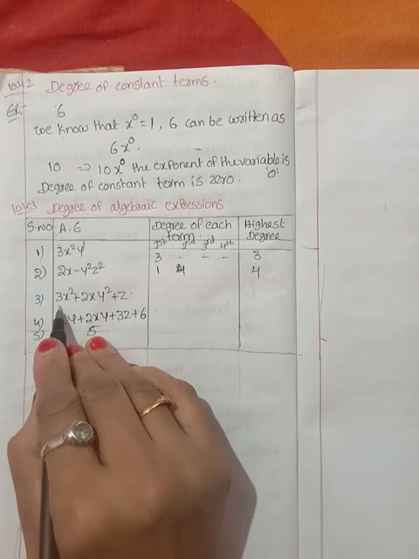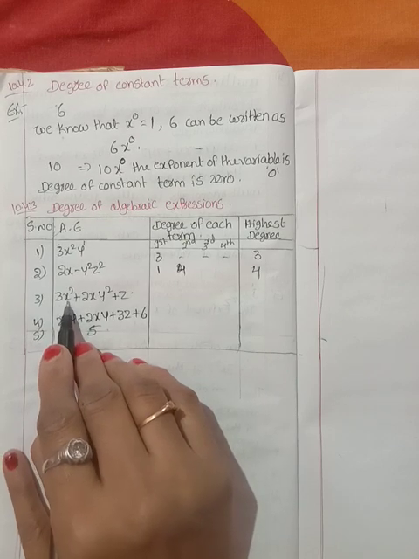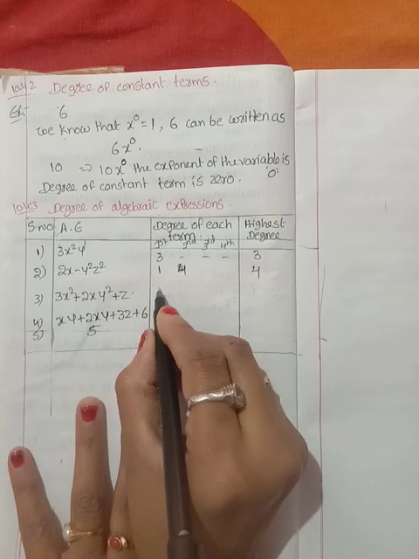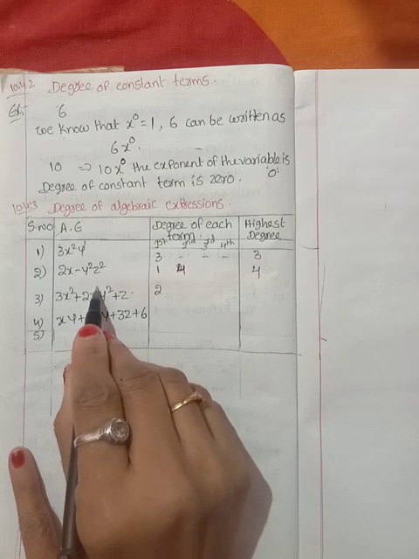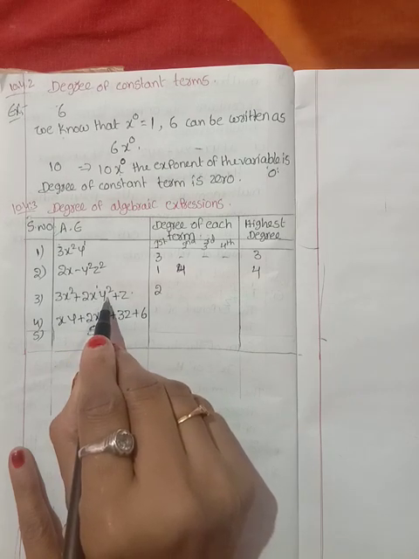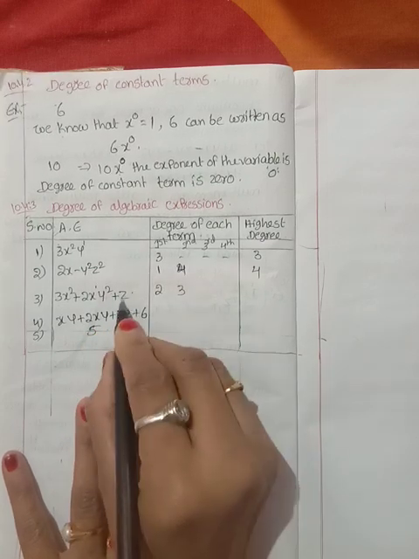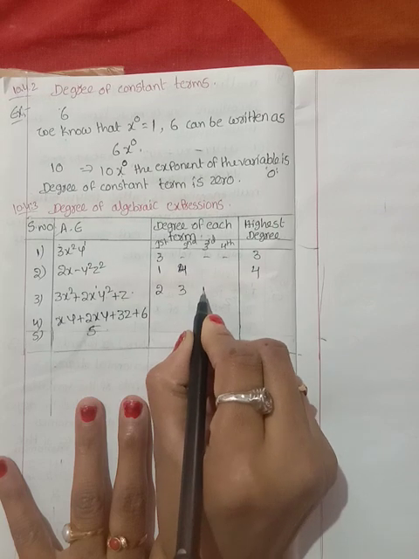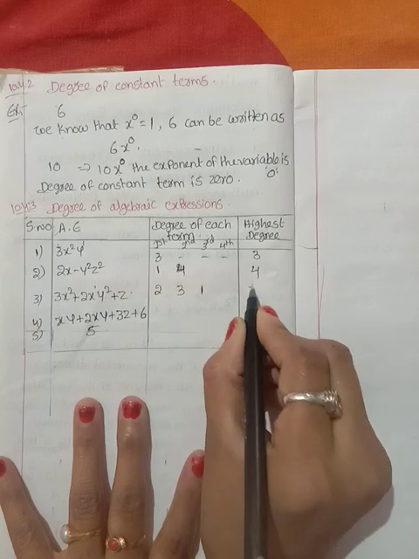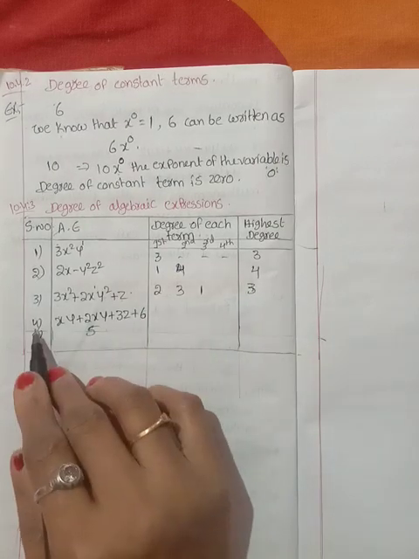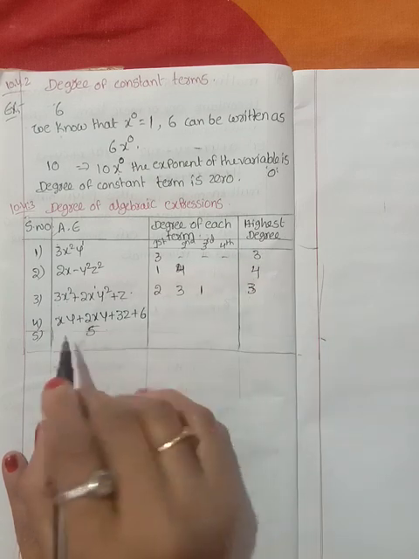Now the third example. This is a trinomial. The exponent of the first term is 2 only. In the second term, the exponent of x is 1 and the exponent of y is 2, so 1 plus 2 is 3. The third term has z, which is also only 1. Which one is the highest? The second term is the highest, so you can write the highest degree in this column: 3 only.